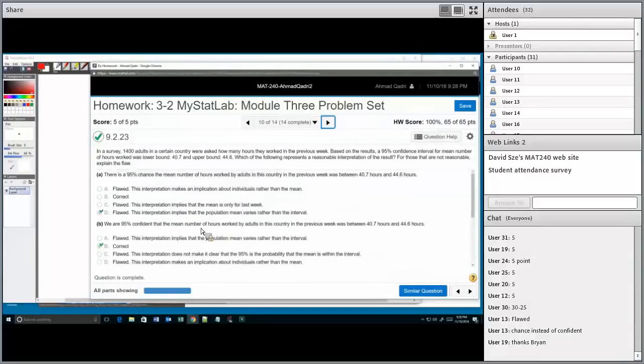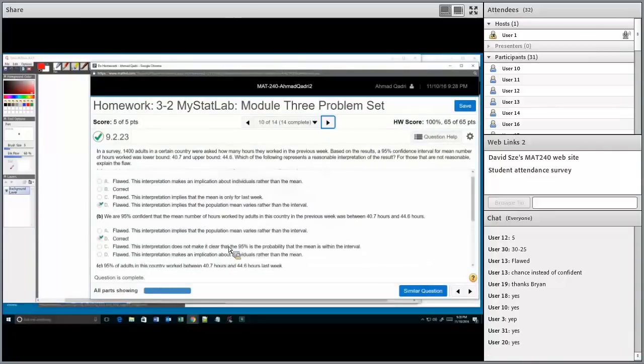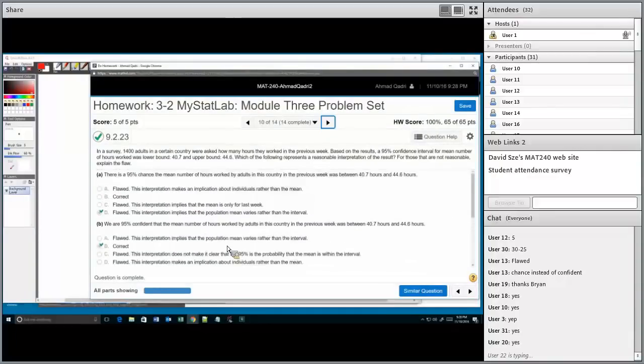Does this make sense? I think it's fairly straightforward. I hope I was able to explain it clearly. Interpretation is an important piece of confidence intervals.